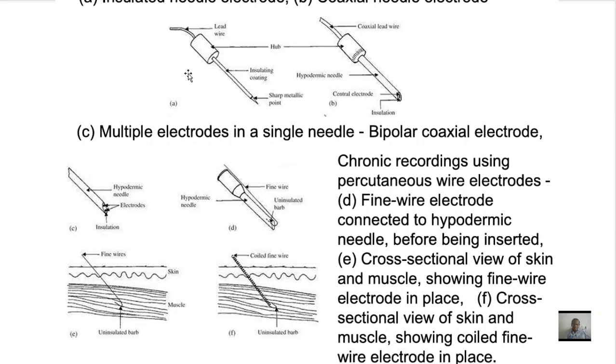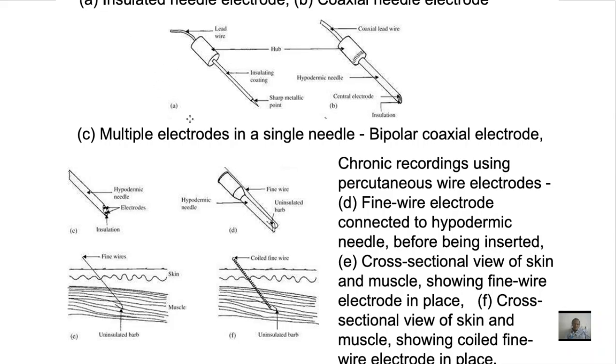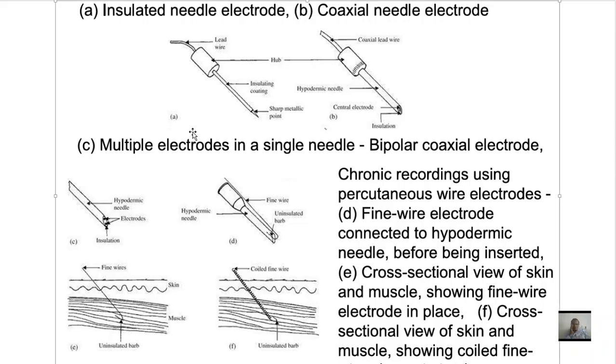So this internal electrode, the types are insulated needle electrode, and the next one is coaxial needle electrode. So this diagram explains about the insulated electrode and coaxial electrode. Next one is multiple electrodes in a single needle. In a single needle we are having more than one electrode. That is bipolar coaxial electrode.